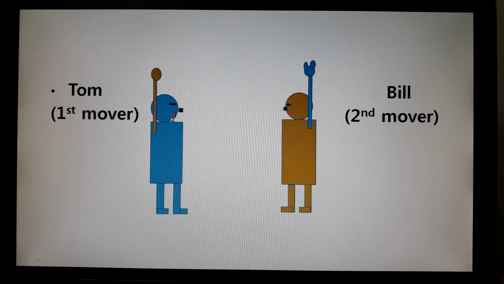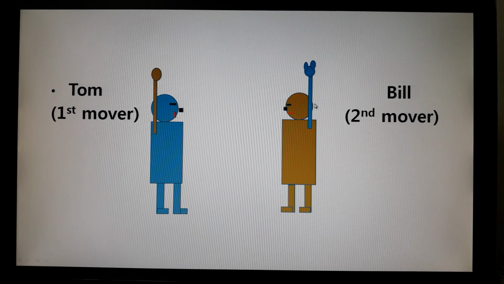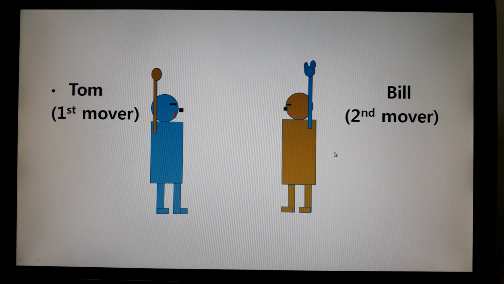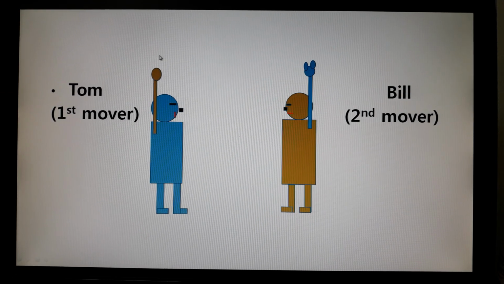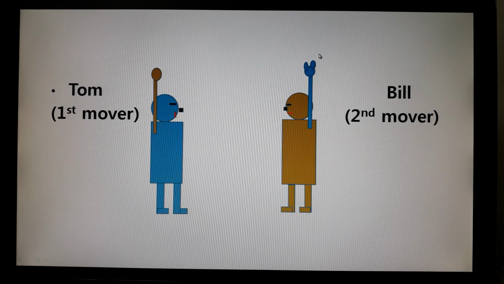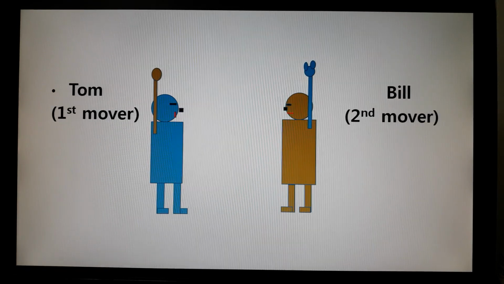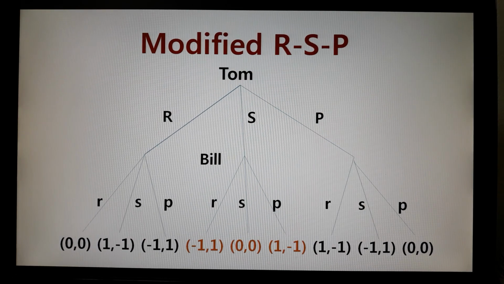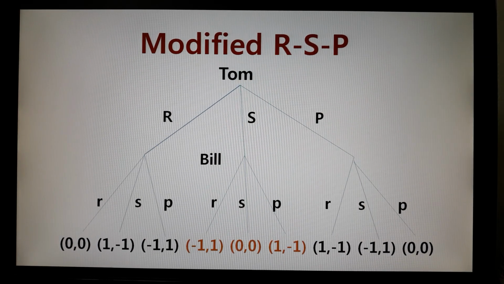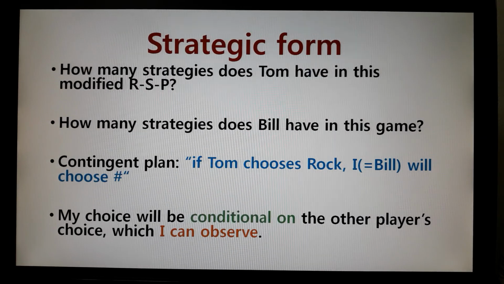So that you understand the meaning. Tom moved first, Bill watched it and chose. Silly enough, Tom chose rock, Bill chose scissor. Maybe Bill is a very nice guy. But anyway, he could have chosen paper and won. The next question is, okay, what would be the strategic form of this kind of modified rock, scissors, paper game? That's a very, very complicated question.